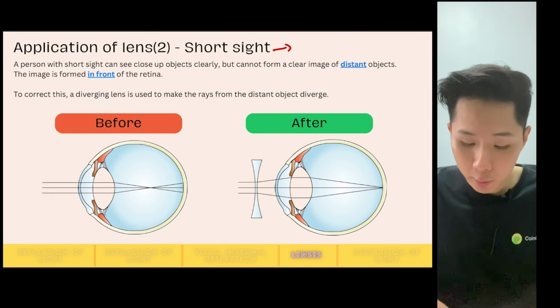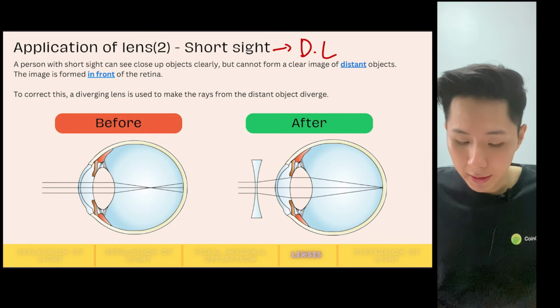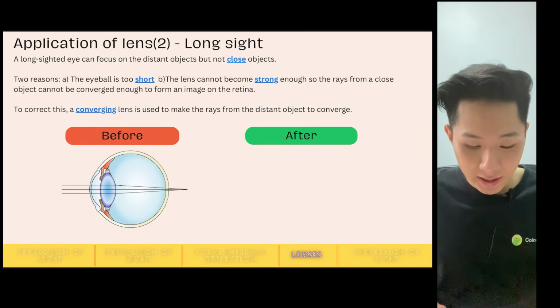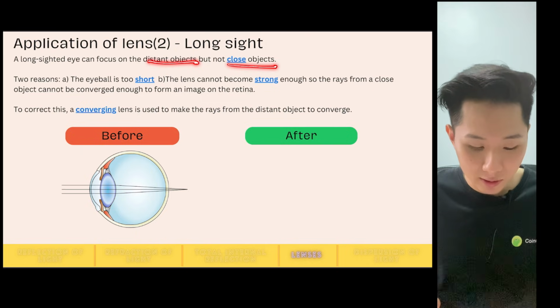For short sight, the solution will be a diverging lens. So as in my graph, I will talk about long sight now. They can see distant objects but cannot see close objects.